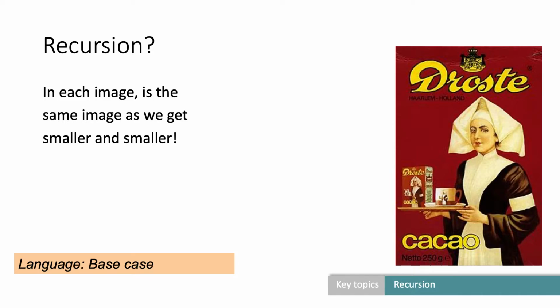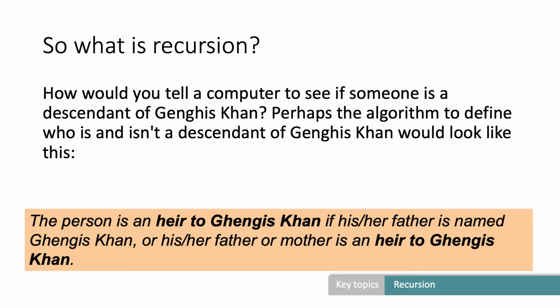In each one, there's another version of the problem. And this is kind of what recursion is about. So the solution to stopping is there's a base case. And we'll talk about this in detail in a few slides' time.